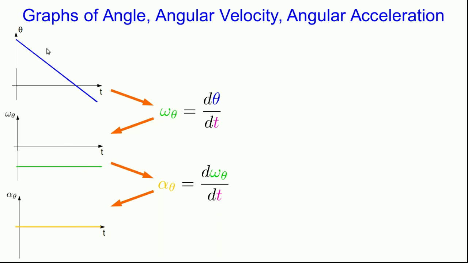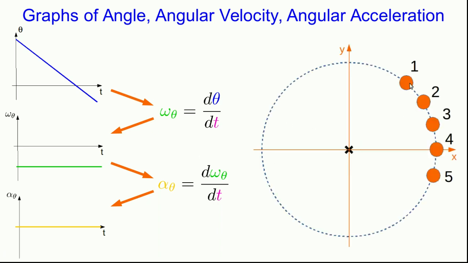Let's draw a motion diagram. This is an object that's starting at a positive angle, so at some counterclockwise angle from the x-axis, and it's moving at a constant rate. Theta is changing at a constant rate until it gets to some negative value of theta. And so the motion diagram must look something like this.